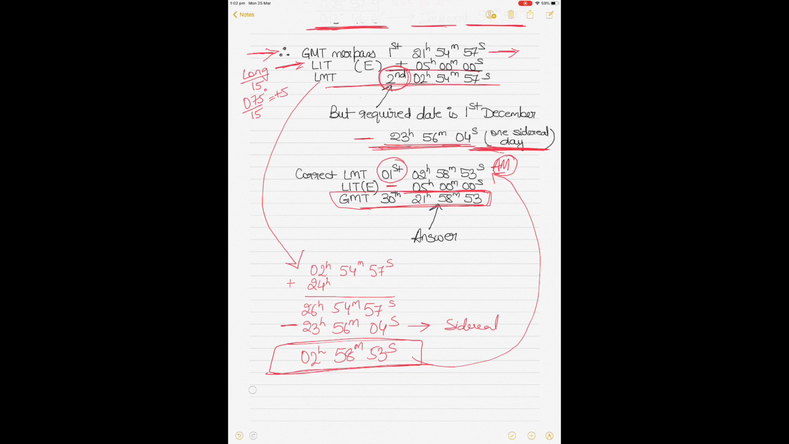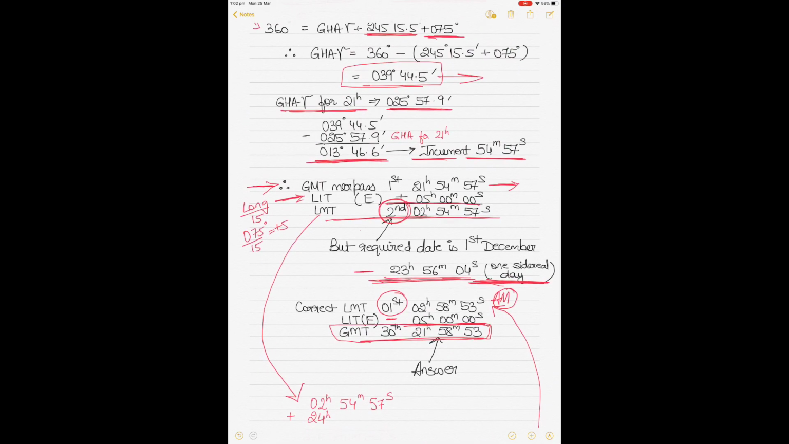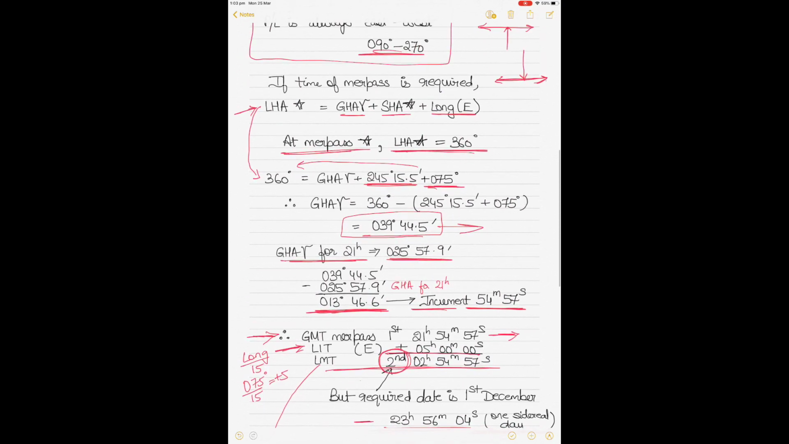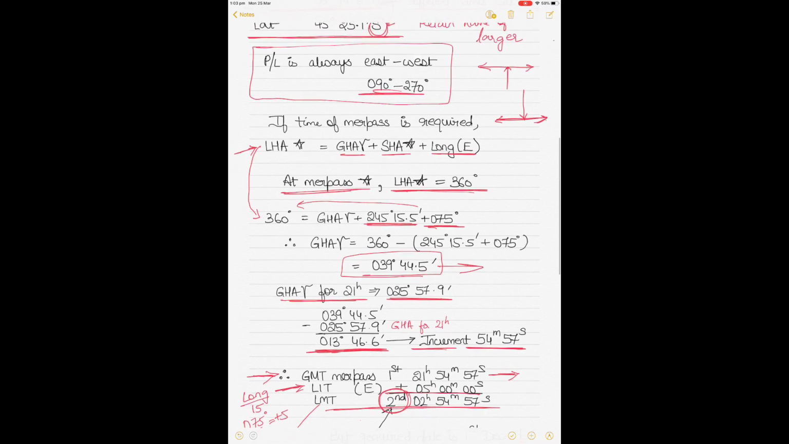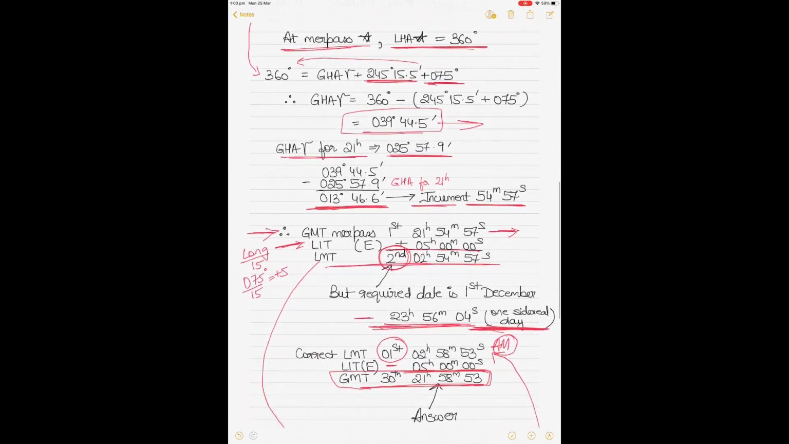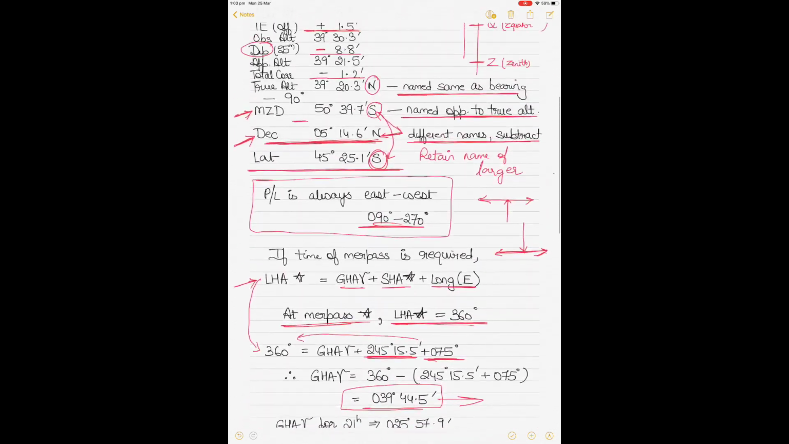So this is a bit of a tricky part in this question, otherwise the question is straightforward. Now remember, this question didn't ask you to calculate the time of the meridian passage of the star, but if it is required, then this is the way to go about it. So watch this again, go through it slowly, and you will realize what I am doing here. Otherwise most of the questions for star meridian passage do not require you to calculate time, but if it is required, then this is the way to do it.